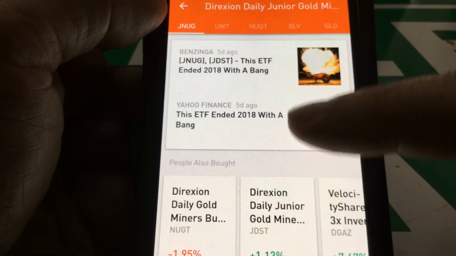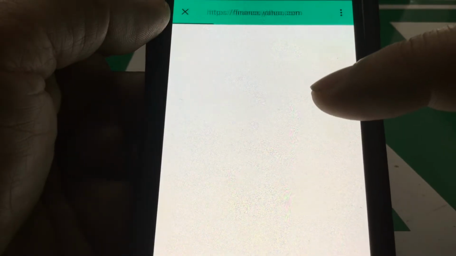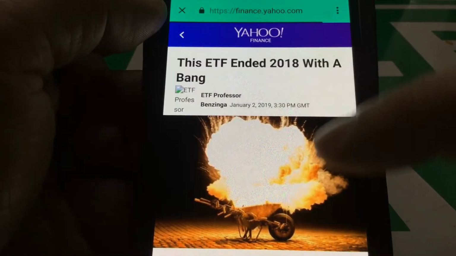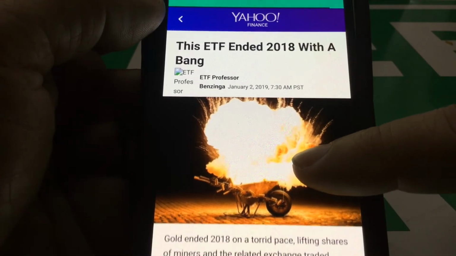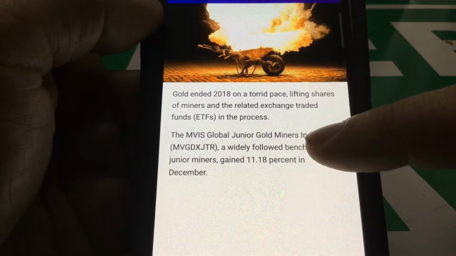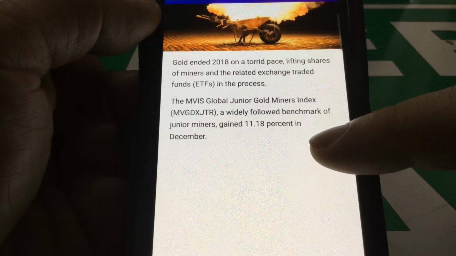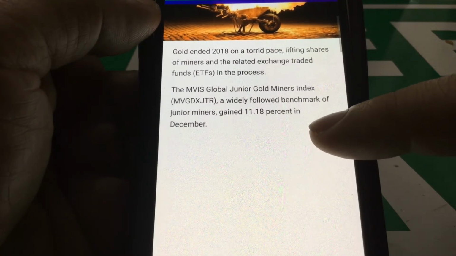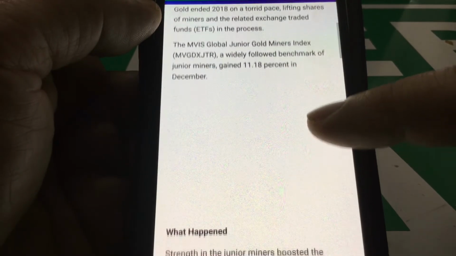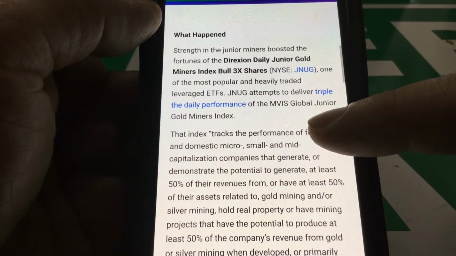The junior miners, just so that you know, are an ETF, and it's been doing pretty good. Gold into 2018 on a torrid pace, lifting shares of the miners and related exchange traded funds. The junior miner index, I'm not going to read this whole thing. So basically, these are the big boys in the mining industry.